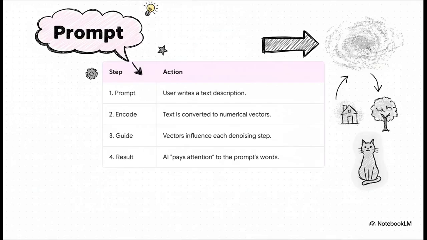So let's walk through it. Say you write a red bicycle on a beach at sunset. First, the text encoder turns those words into numbers. Then, those numbers are fed to the denoiser to influence every single step of the creation. So as the image is slowly appearing out of that static, the AI is constantly checking back with your instructions. It's asking itself, okay, does this look a little more like a red bicycle now? How about a beach at sunset? It's a guided journey, all the way from noise to your specific vision.